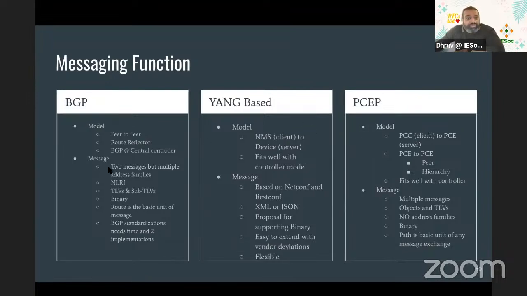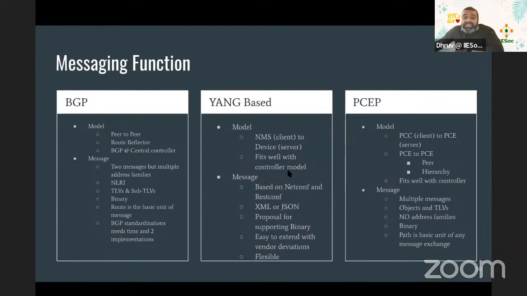From the messaging point of view, BGP basically has two key messages, but also has good support for various address families, which differentiates all these use cases quite well. It uses the concept of NLRI, TLVs, sub-TLVs, everything is encoded in binary, and the route is the basic unit of our messages. One thing to worry about with BGP is that BGP standardization takes time. The IDR working group requires two implementations before anything can actually be standardized.